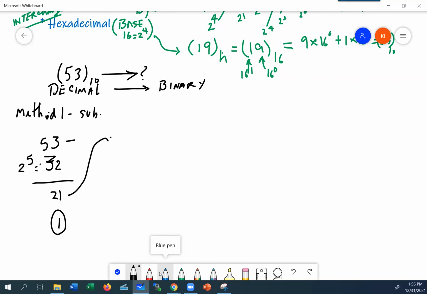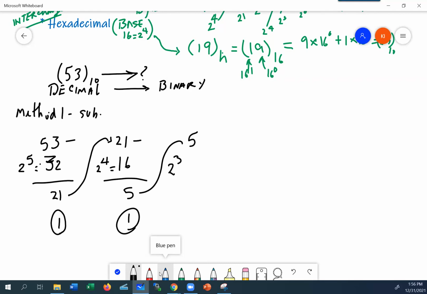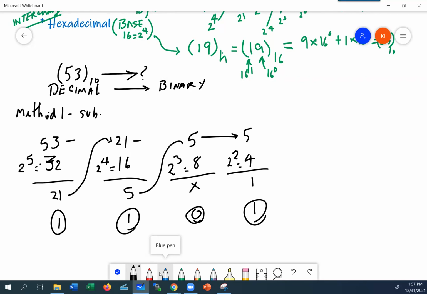Then you take the remainder 21 and go 21 minus 2 to the power of 4, which is 16, and that will be a 5. Yes, I could subtract this, so this would be a 1. Then I'll take that up here and do the same with 2 to the power of 3, which is equal to 8. Can I subtract? No, you cannot subtract, so you get a 0. And then 5 moves over. 2 to the power of 2 is 4. Can I subtract? Yes, you can subtract, so you get a 1. Remainder is a 1, so I take the 1. Can I subtract 2 to the power of 1? No, I cannot do that, so I get a 0 here.